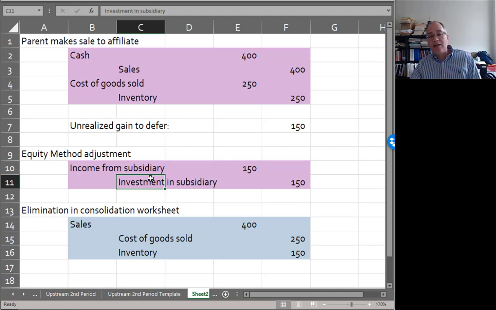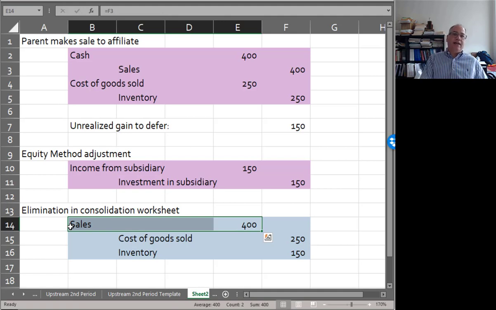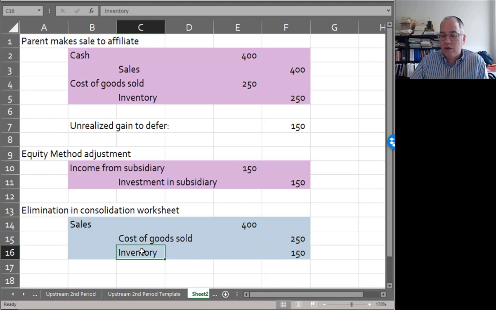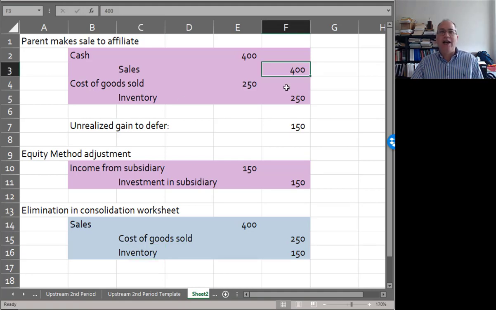And when you do your consolidation worksheet, the parent is still going to have a gain of the sale of $400 and cost of goods sold of $250 sitting on their books. So we're going to eliminate that by debiting sales for $400 and crediting cost of goods sold for $250, and the difference gets credited to inventory by $150. Why inventory, you ask? Because when the sub bought the goods, the sub debited inventory and credited cash for $400.